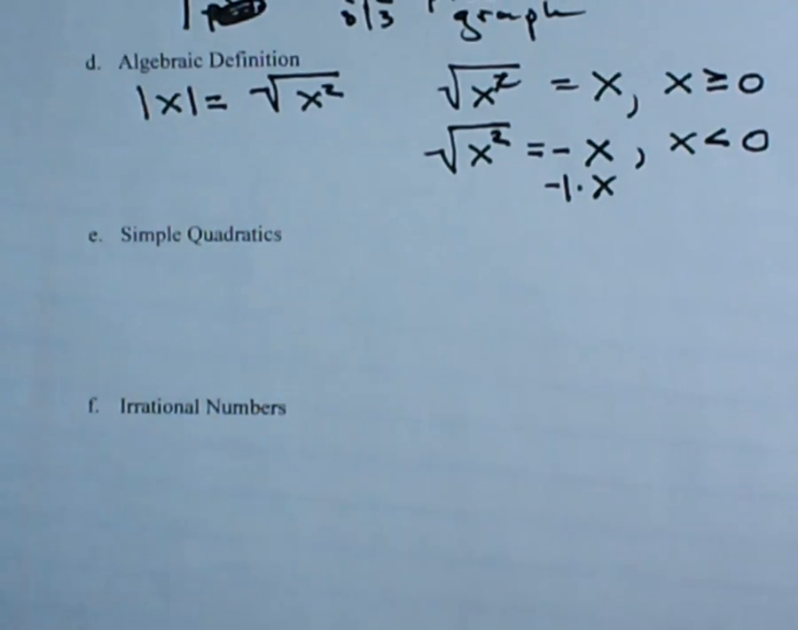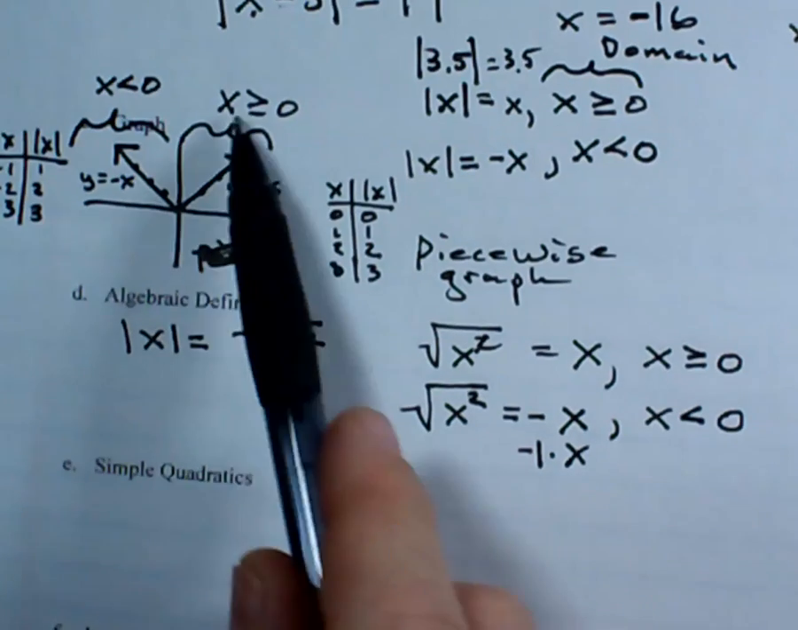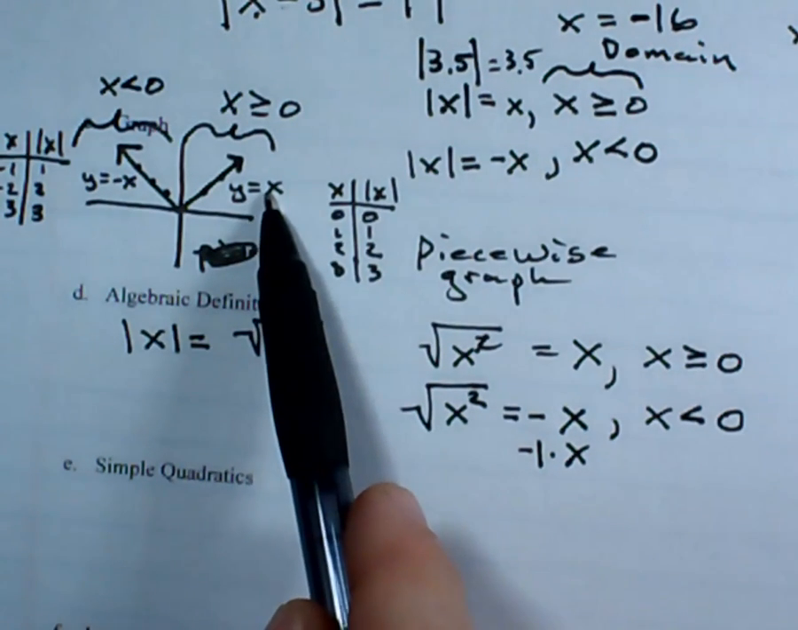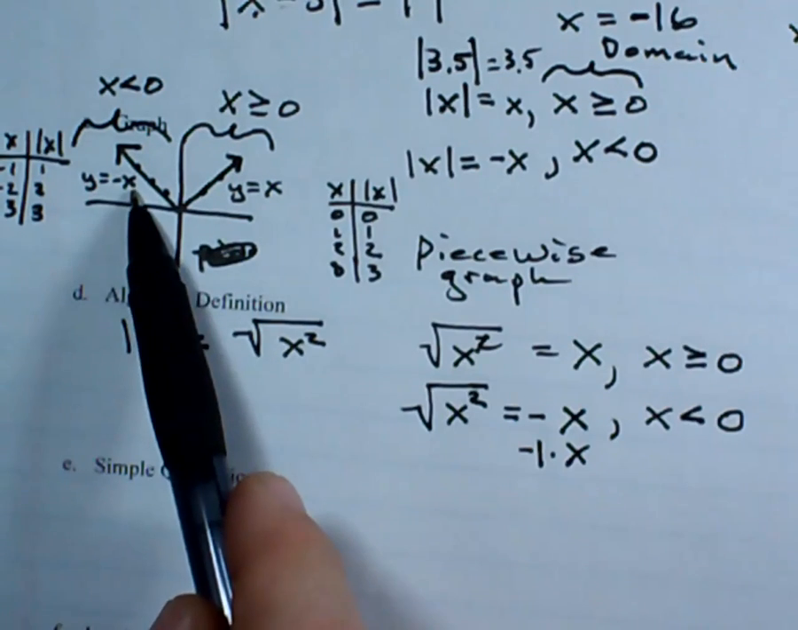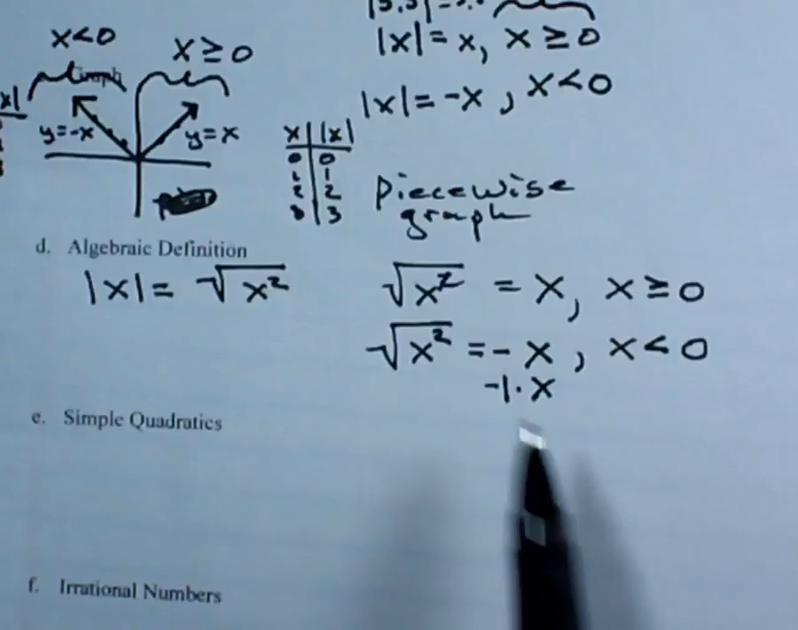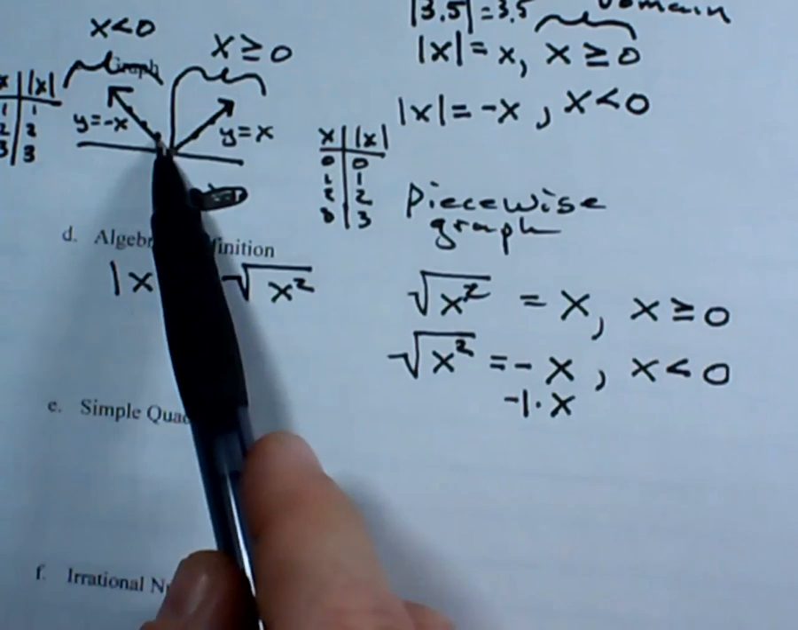And if you take a look at this graph. See here where x is greater than 0, don't I have y equals x? Over here where x is negative, don't I have y equals -x? Isn't that what I wrote right here? A negative x? The graph matches it too.